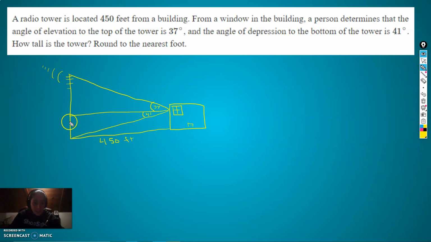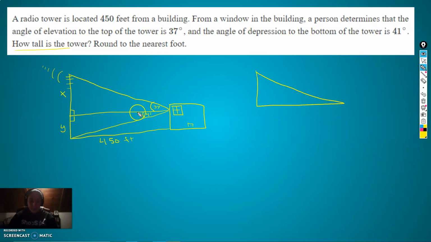Well, we can see here that's a right angle, and that's going to be a right angle here. We have two right triangles, and if we can figure out this side of this triangle and this side of this triangle, we can add those two together, and that'll give us the height of the tower. So let me draw these separated. So here's one triangle.